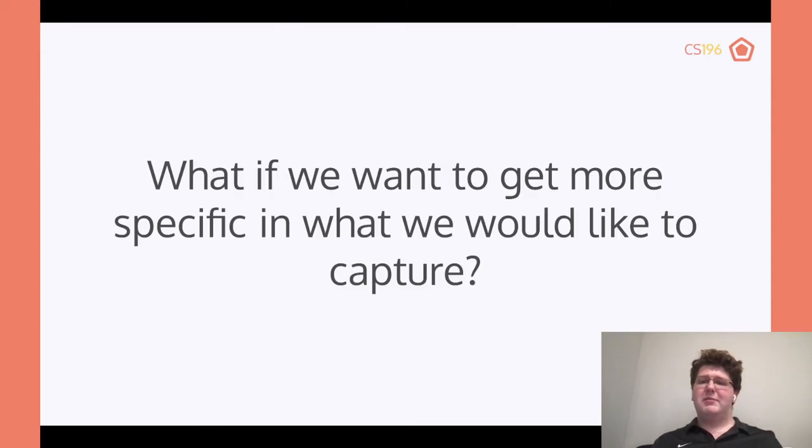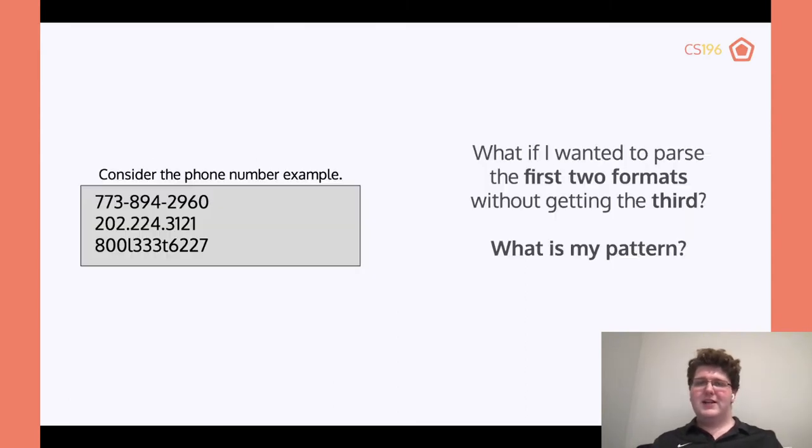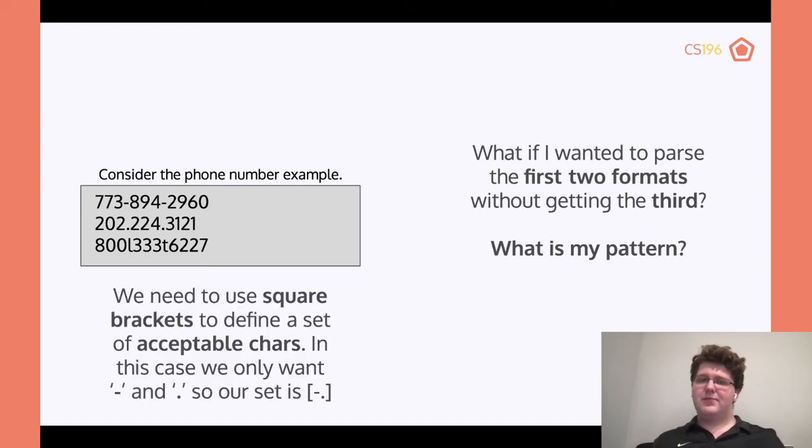So what if we want to get a little bit more specific in what we'd like to capture, right? Here's an example. We want to only capture the top two phone numbers because the bottom one might be something completely random and ridiculous, and we don't know what the L and the T mean or if they matter. So what is the pattern to do this? Well, we need to use square brackets and then put whatever we find acceptable inside of those brackets.